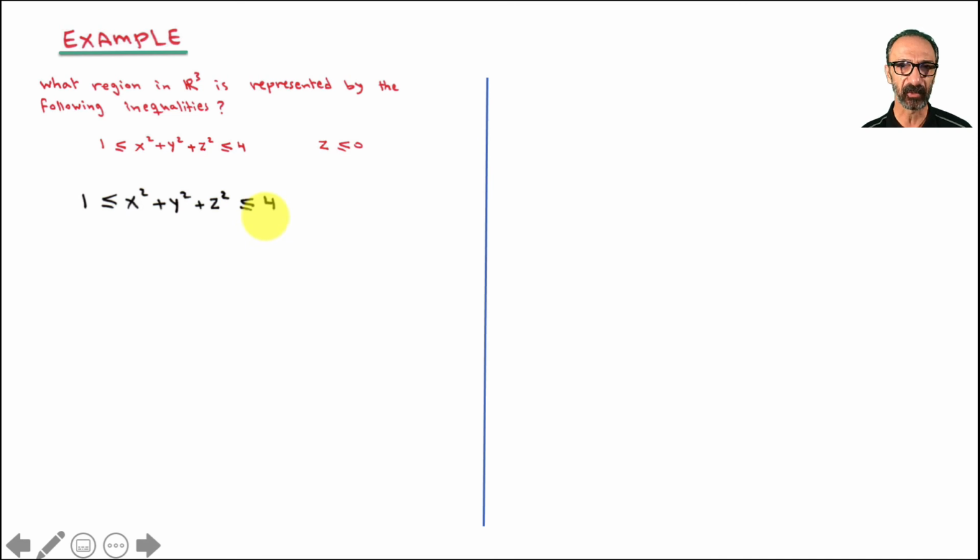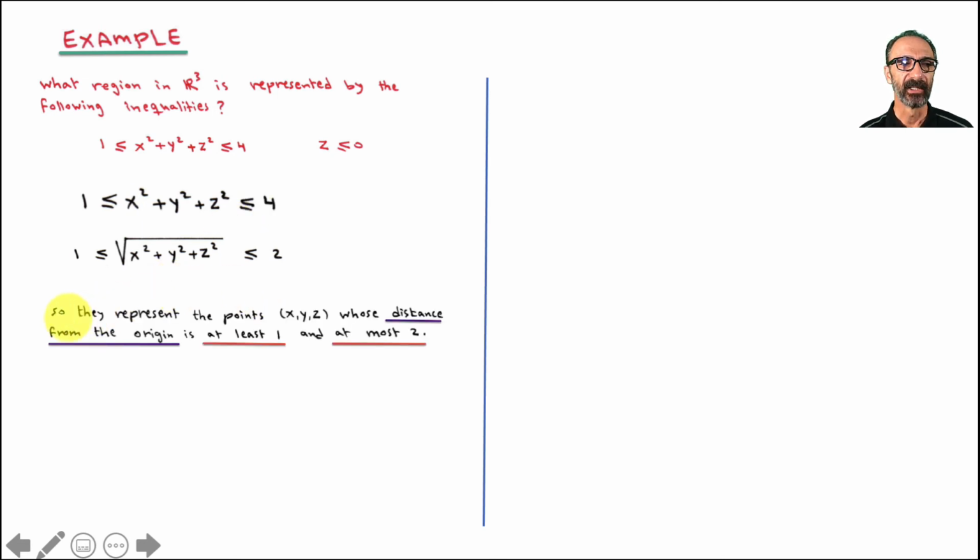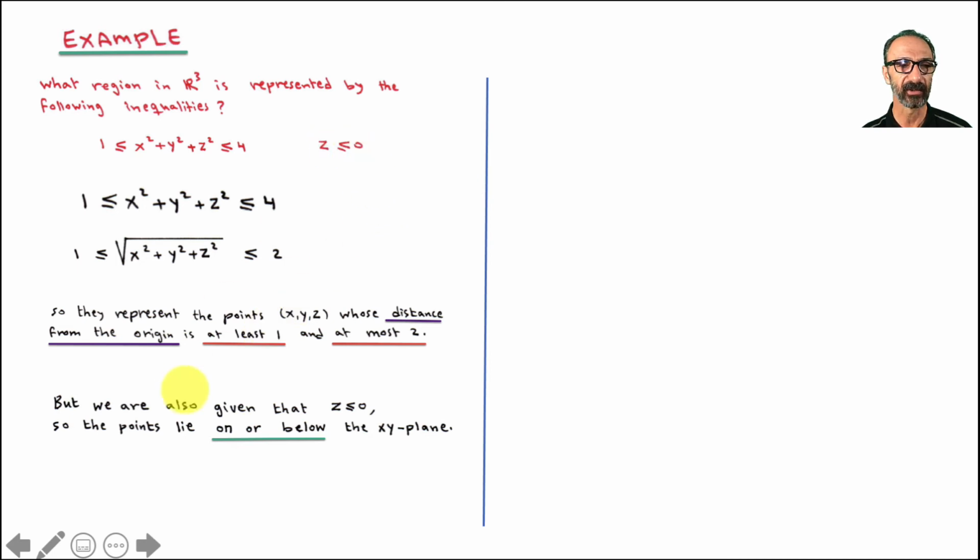To stay focused, I have the notes. As you could see, I don't want to go off a lot. This is the same, rewritten again. Take the square root of all 3 sides. So they represent the points XYZ, whose distance from the origin is at least 1. At least 1 means greater than or equal to 1. And at most 2. That means less than or equal to 2. But we are also given that z is less than or equal to 0. So the points lie on or below the XY plane.